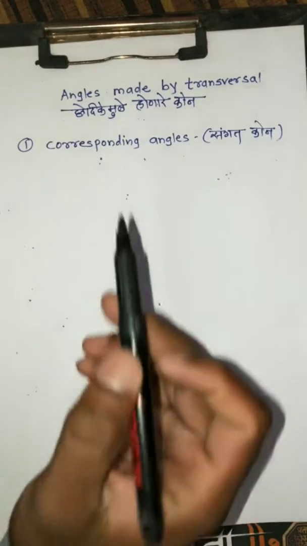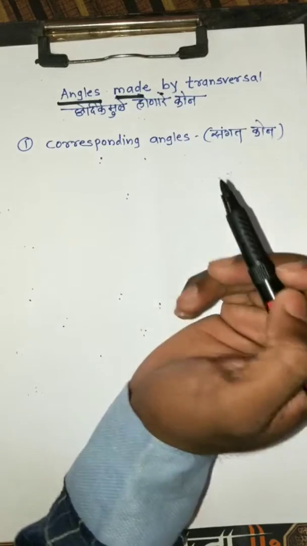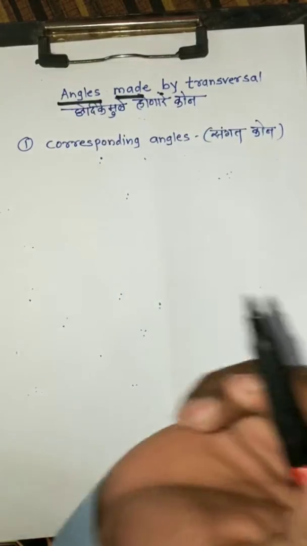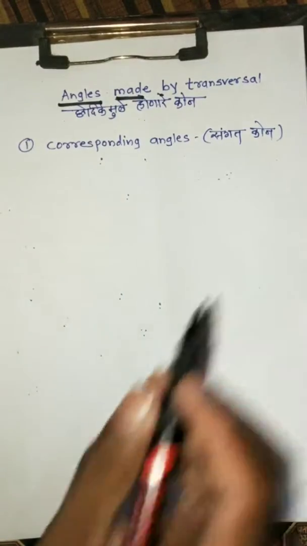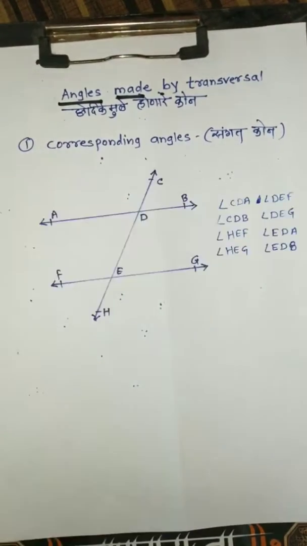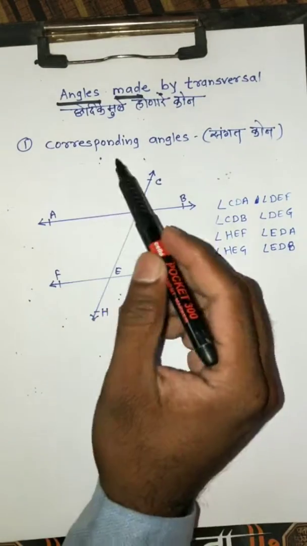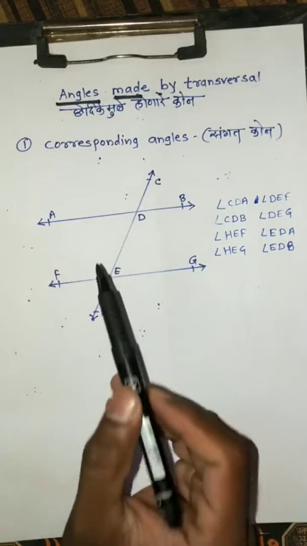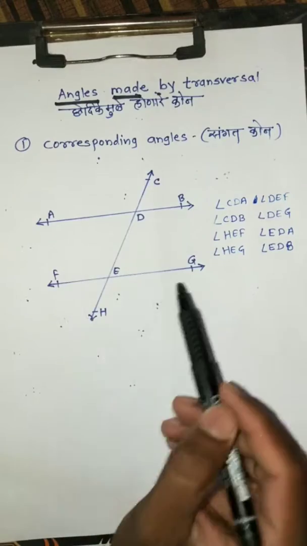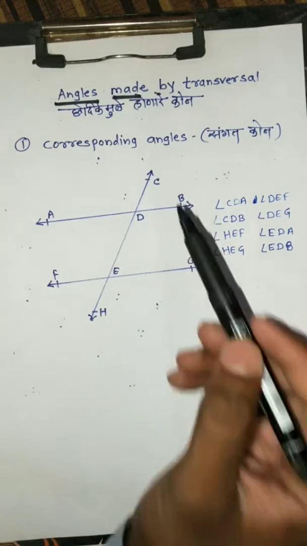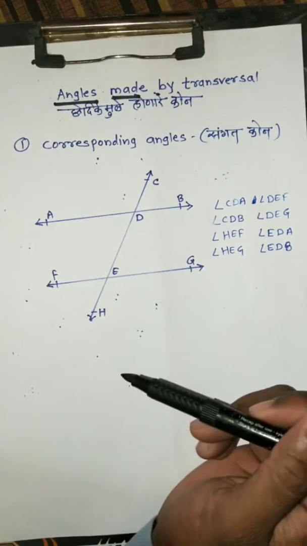So let's start now. The angles made by a transversal, छेदिकेमुळे होणारे कोन. पहिला आहे corresponding angles, संगत कोन. The first type of angle is corresponding angles, meaning संगत कोन. Look at the figure. In this figure, the line AB and line FG are parallel lines, and line CH is the transversal of these lines.